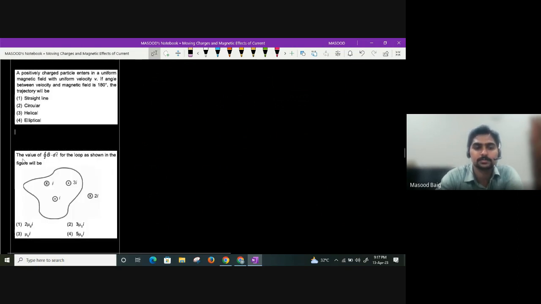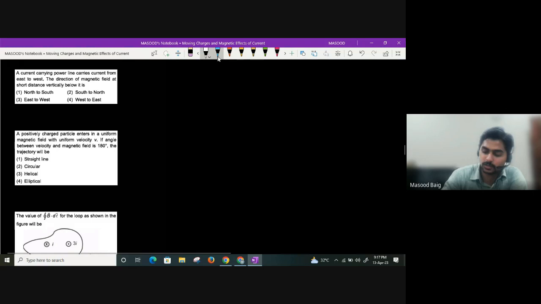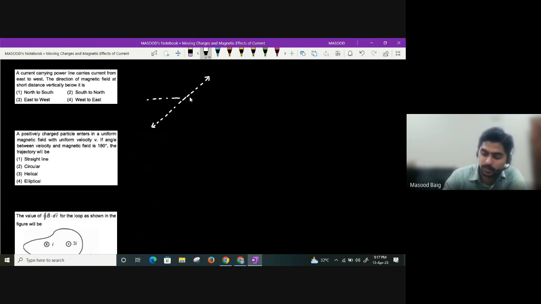Right. A current carrying power line carries current from east to west. Okay, so if I take north, south, east, west, where will they lie? In the horizontal plane, beta. Always be very careful with this. So this is our north, this is our south, this is our east, this is our west. So a current carrying power line carries current from east to west. So is it carrying current in this direction or not?